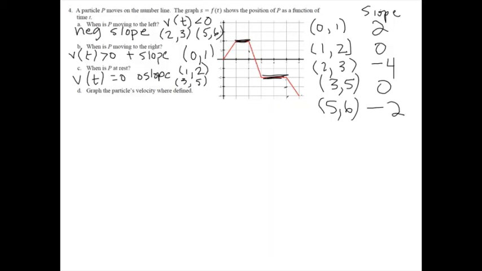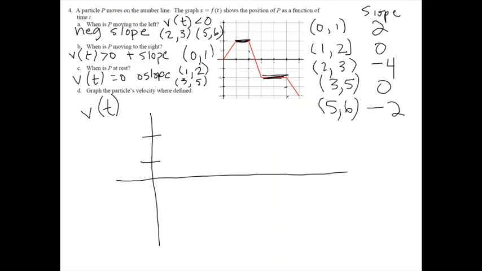So I can actually plot this. Let me make a nice little graph here. This will be v of t. And what we'll do is we'll segment those intervals off, so we have them real quick. Okay, so from 0 to 1, our slope is 2.